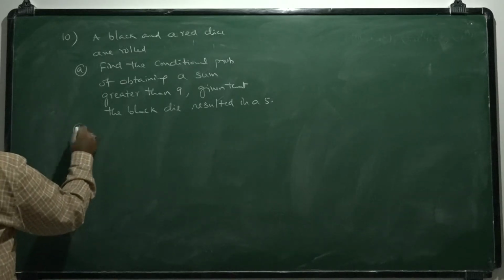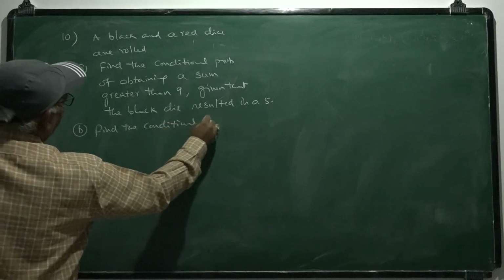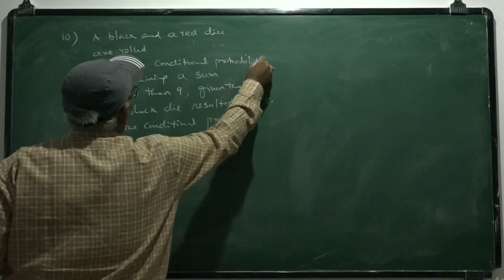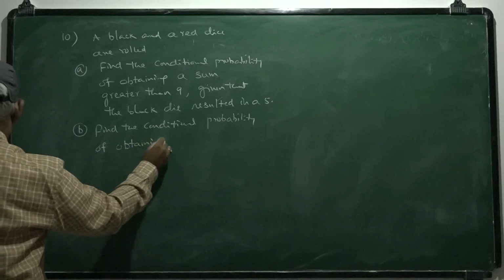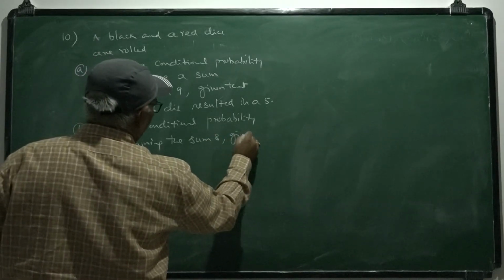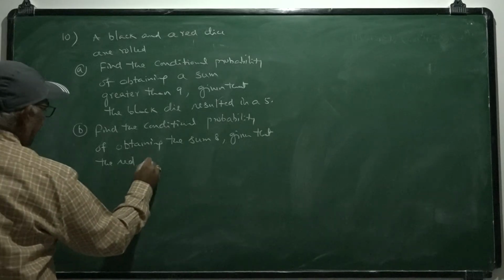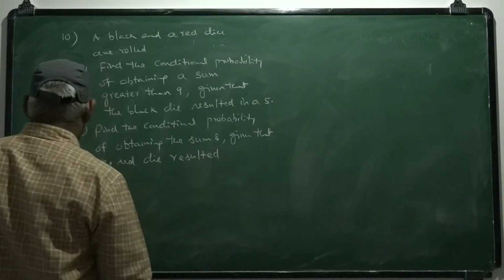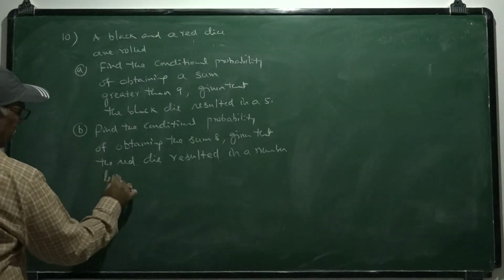Of course, B is this one: find the conditional probability of obtaining the sum 8 given that the red die resulted in a number less than 4.